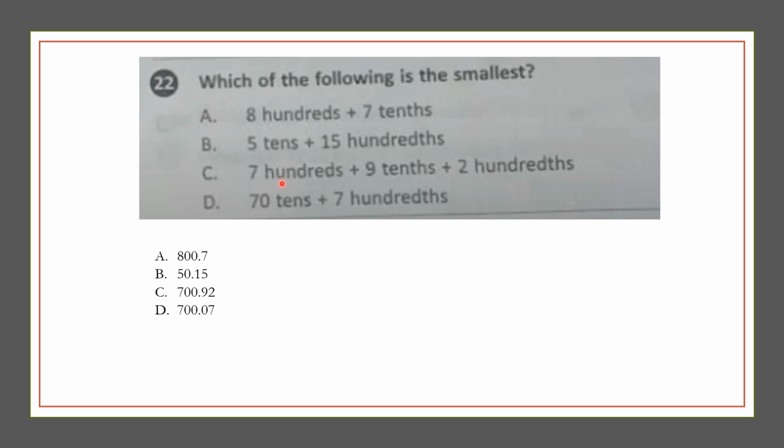Now let's see option C. 700, then 9 tenths. So it will be 0.9. And 2 hundredths, so it will be 2 divided by 100, which is 0.02. So 0.9 plus 0.02 is 0.92, plus 700. So 700.92. Now let's see option D. 70 tenths. So it will be 700 and 7 hundredths. So 7 divided by 100, which is 0.07. So among these, the smallest is option B. So our answer is option B.